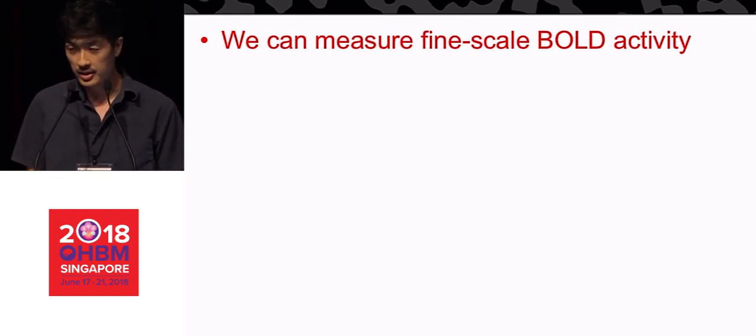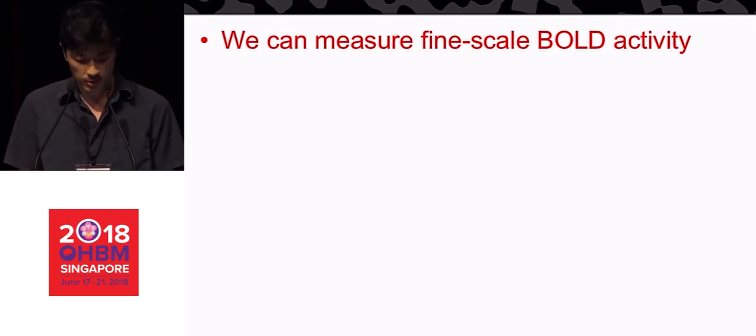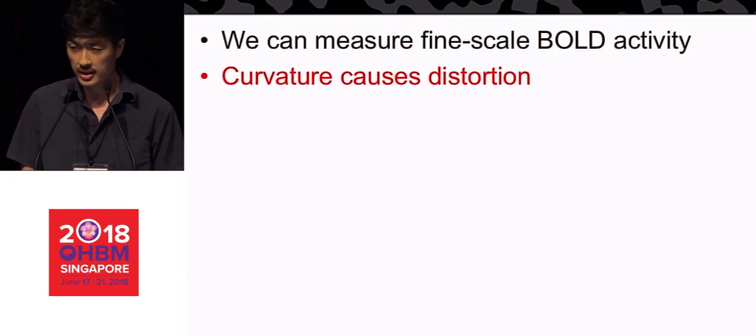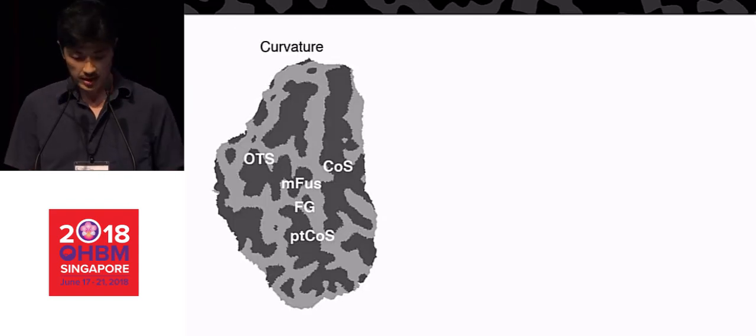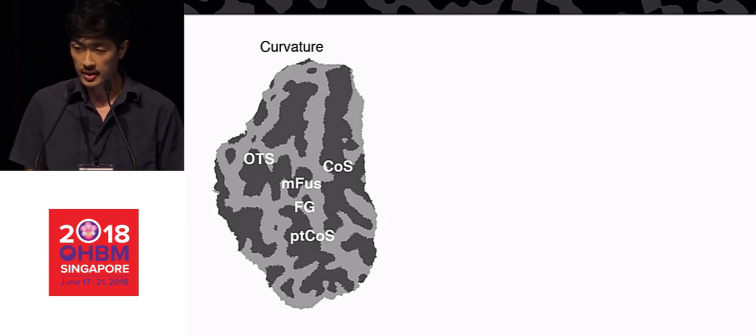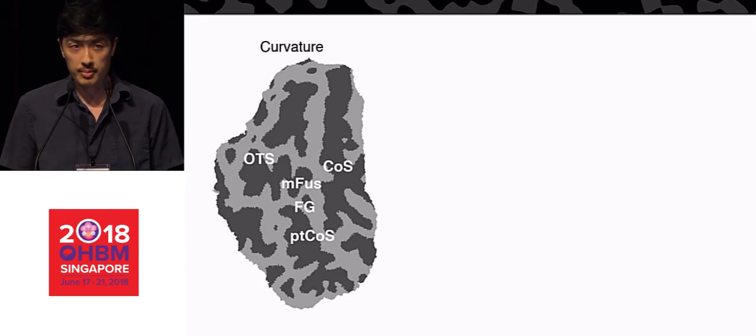Our second result is something completely different, but also important. It's a complicated spatial effect that stems from the convoluted structure of cortex. We refer to this as curvature causing distortion. So let's try to unpack what this means. Here is a flat patch, or a flattened section of cortex in ventral temporal cortex, and we're looking at sulci and gyri.